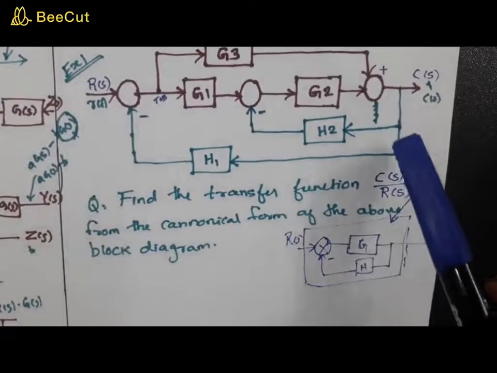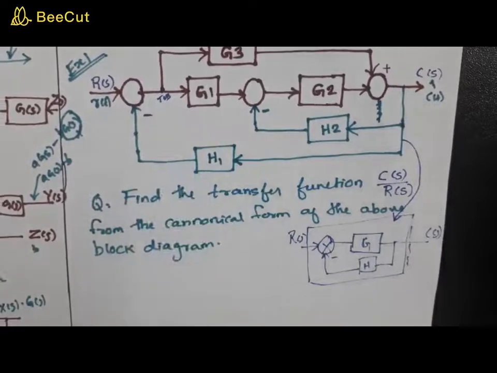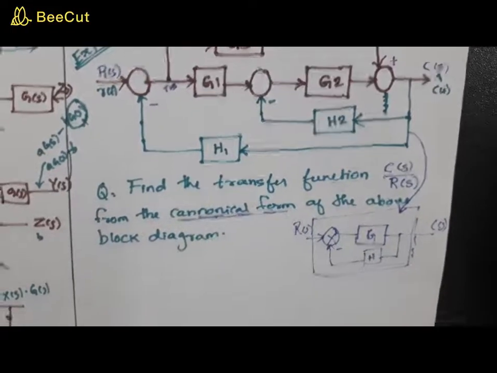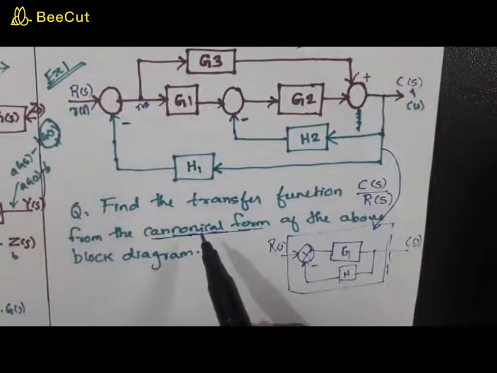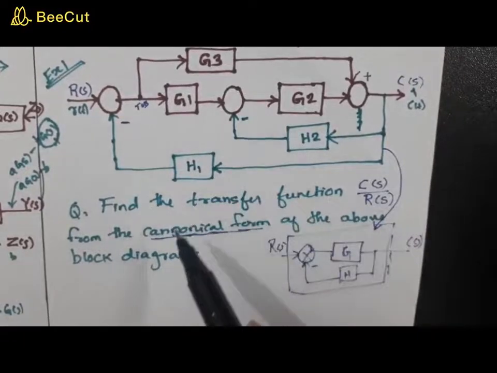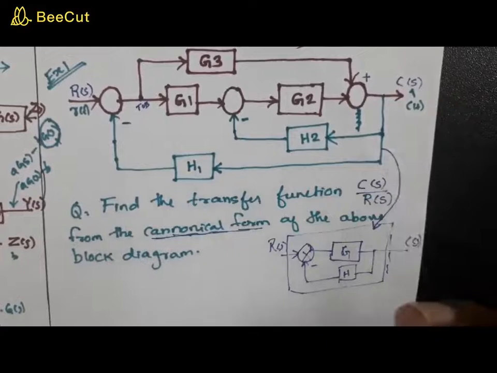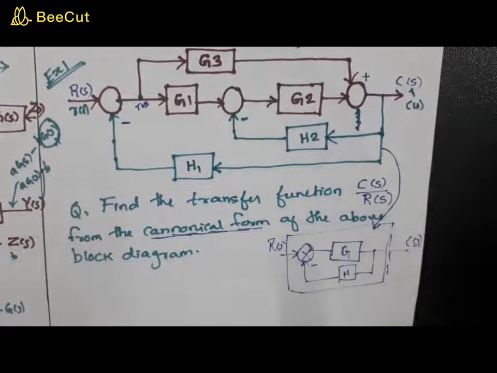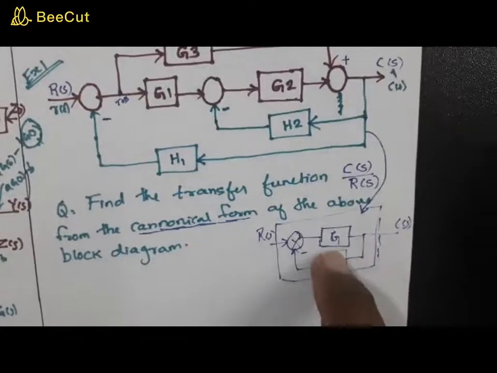Now the question is to find the transfer function. Before finding it, you should convert this into the canonical form. So that's the first objective. In other words, the question may be asked like this: reduce the block diagram and thereby find the transfer function. All this refers to the same thing. Now, coming to this point, always keep this in mind.